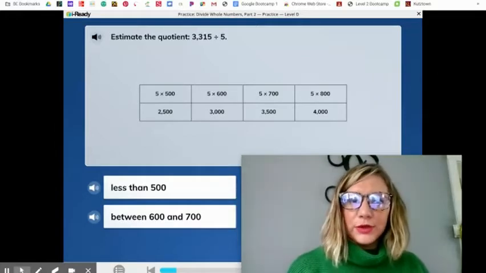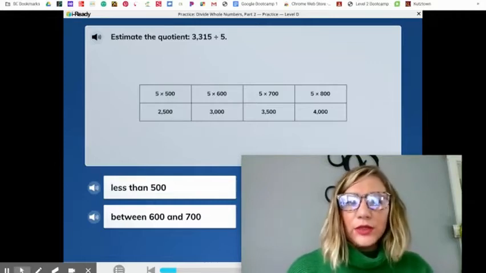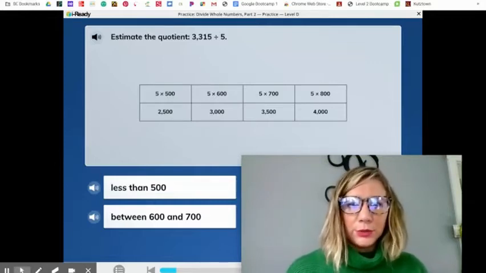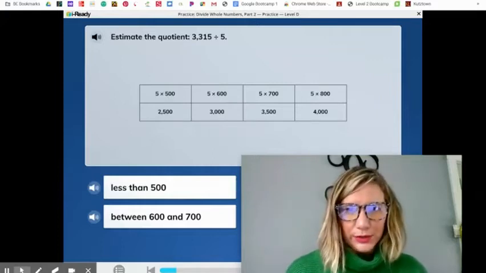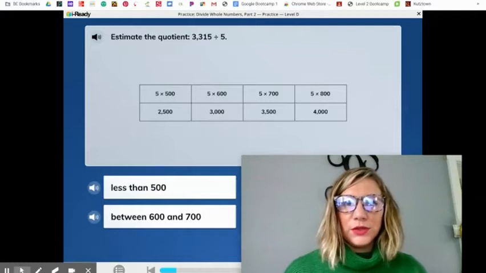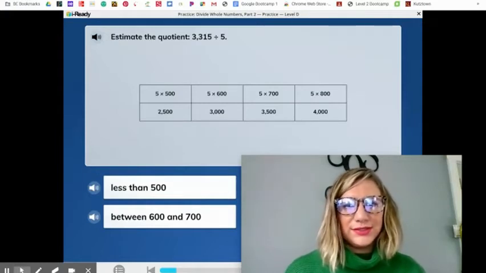Fourth grade, this is similar to the work that we did on Wednesday, except we did it with 3-digit numbers when we were dividing. So you're looking at the same thing. The answers that are underneath the multiplication problems in the table, they want you to see where 3,315 falls between. Well, I know that 3,315 is going to fall between that 5 times 600 and that 5 times 700. So my estimate's going to be between 600 and 700.